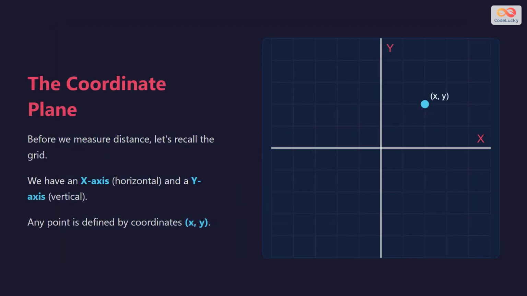First, let's quickly review the coordinate plane. It consists of a horizontal x-axis and a vertical y-axis. Any point on this plane is defined by a pair of coordinates, x and y, which tell us its exact location.